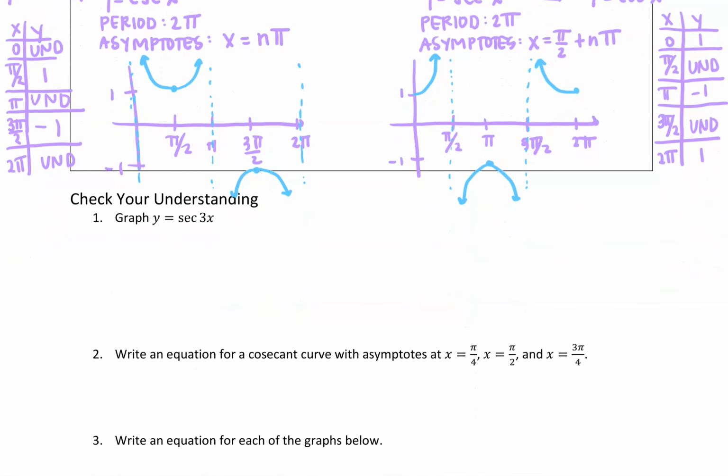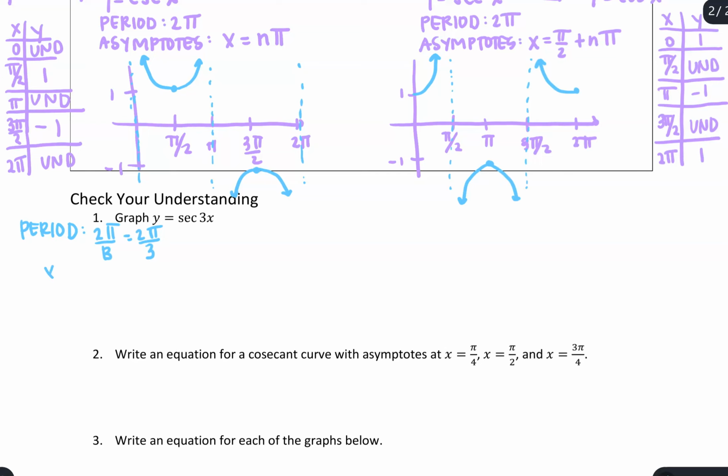Okay, so let's look at the first one. It's secant of 3x. Okay, so I'm looking at secant. So what is going to be my period here? My period is going to be 2 pi divided by what? 2 pi divided by b, which is 3, yes? So my period is going to be 2 pi over what? 3. So what did I just do to this graph? Did I stretch it out or did I shrink it? I shrunk it, yes? Okay.